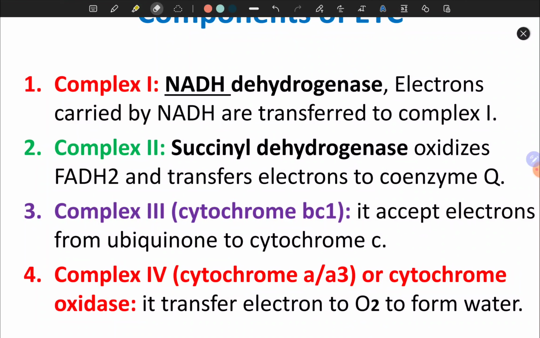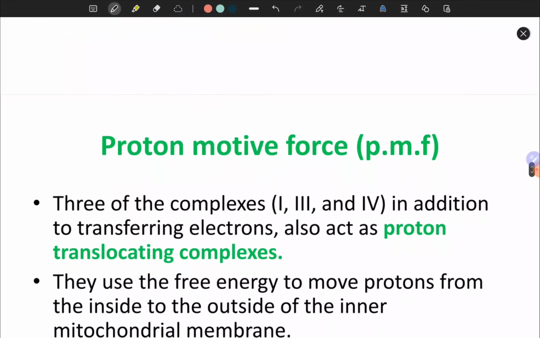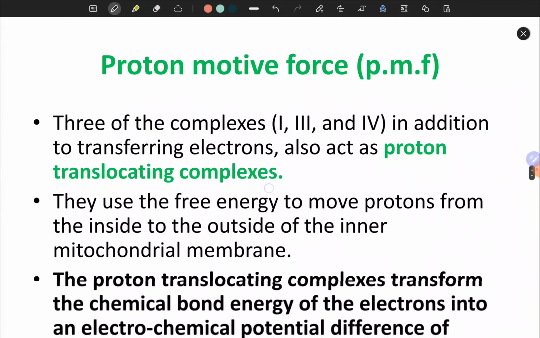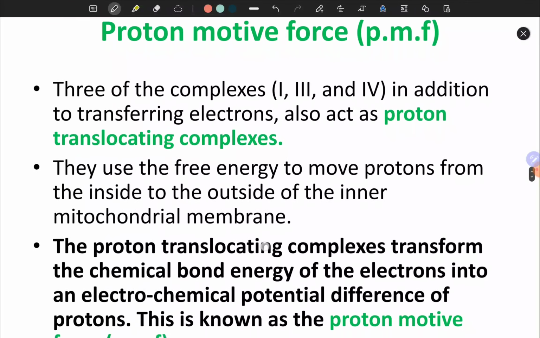We have complex 3. And we have also complex 4. As we said, the importance of complex 4 is Fe in a +3 state, don't forget that. And we spoke about the proton gradient: three of the complexes, 1, 3, and 4, in addition to transferring electrons, also act as proton translocating complexes.